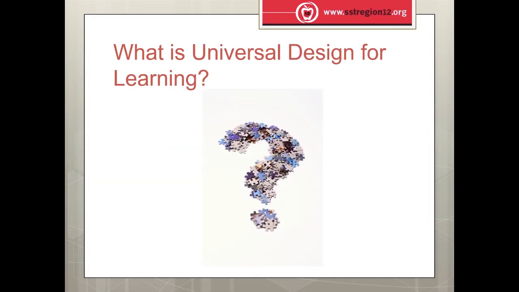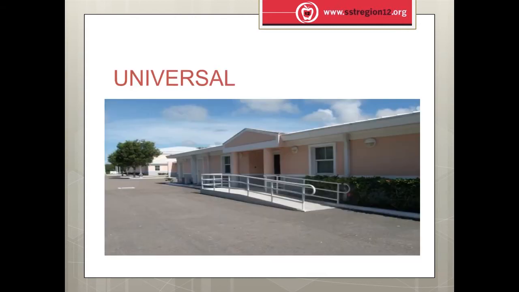What is universal design for learning? Let's break down that definition. Universal. This means everyone. Many things that we encounter in our everyday life have been universally designed, like the ramp in the picture. Another example is adjustable car seats. These were designed for drivers of all shapes and sizes.